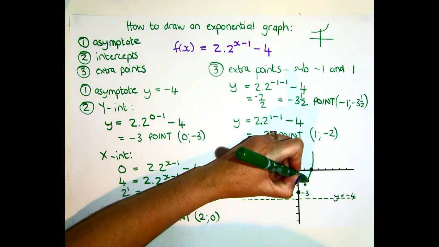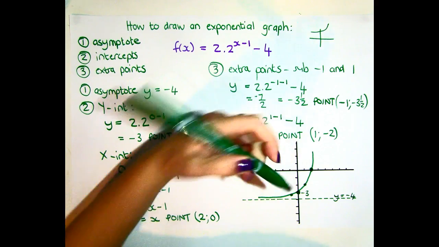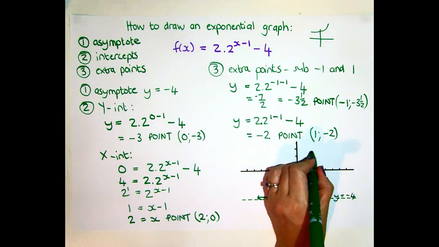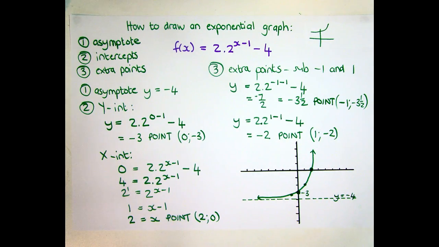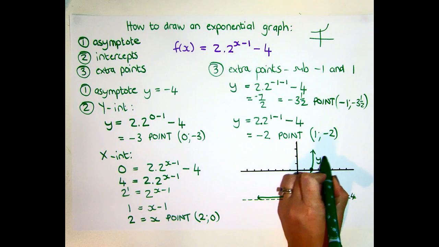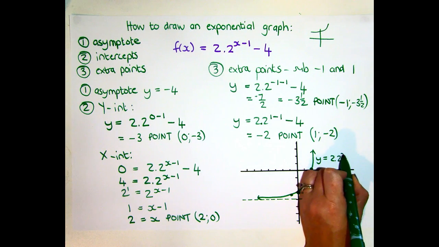Connecting those dots then, I must make sure I do not touch that asymptote because it is something that the graph never goes through. And I have the graph completed.